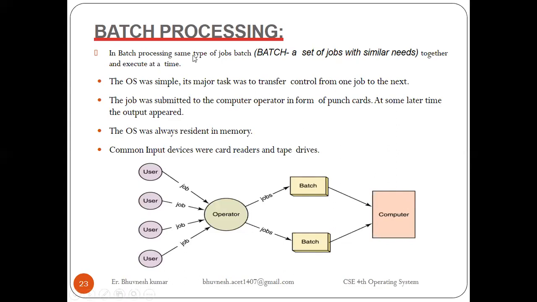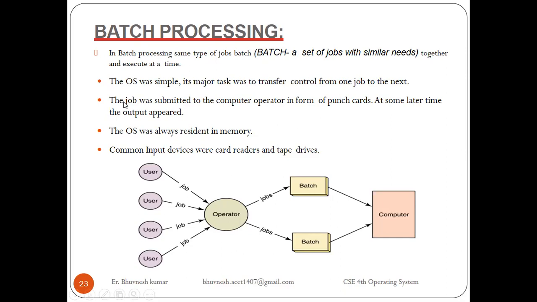In batch processing, the same type of jobs are batched together and executed at a time. A batch is a set of jobs with a similar nature. The jobs that are similar are put in a single batch and get executed. This name describes the batch processing operating system. The operating system was simple. Its major task was to transfer control from one job to the next job. If one is completed, then the next will be executed, and then another.